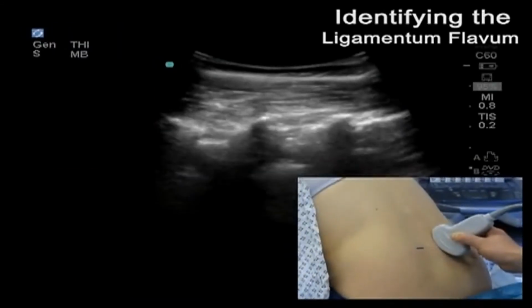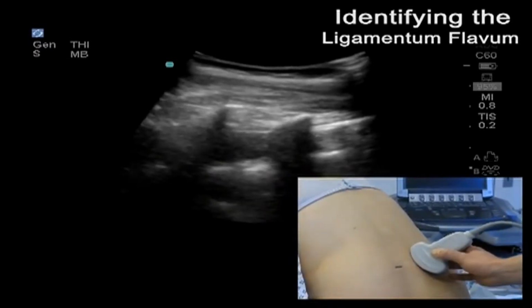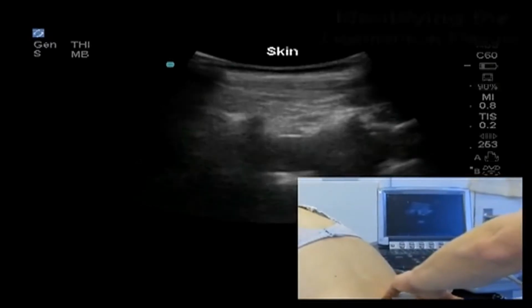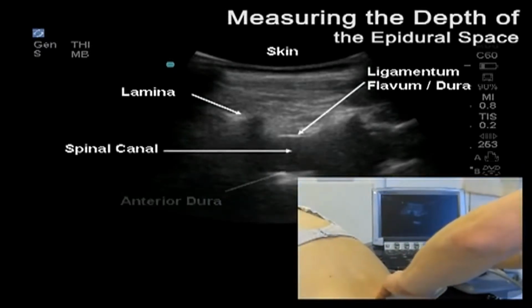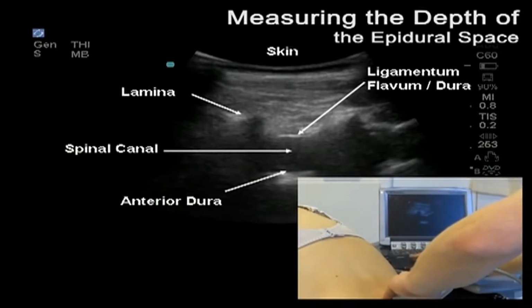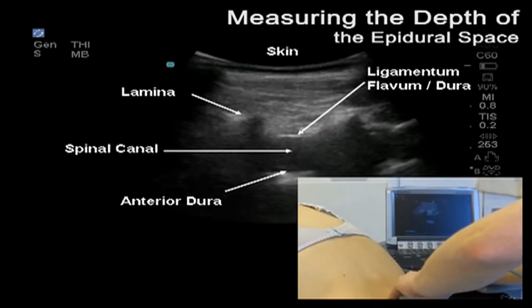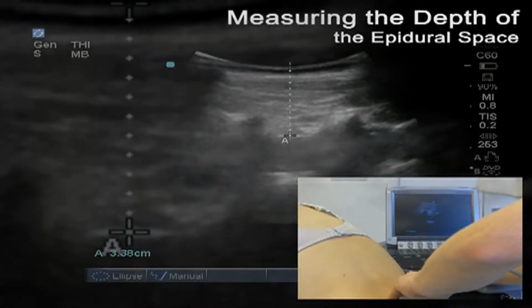From the paramedian plane, the probe is angled medially. This allows visualization through the interlaminar space, demonstrating the echo bright ligamentum flavum and dura. Occasionally, as in this case, a double line is apparent, representing the ligamentum and the dura seen separately. The intrathecal space is dark as it does not reflect ultrasound, and the anterior elements of the epidural space and vertebral body can also be seen. This image can then be frozen and the depth of the epidural space measured.